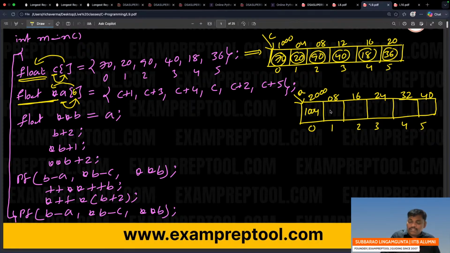Next one, C+3. I think everyone is 4 bytes, right? C+3, I think 1012. Skipping 3 people, so 1016. Skipping 4 people, so remember, C+4 means skipping 4 people from the starting of C. So 1000. And one more, C+2, 1008. C+5, 1020.